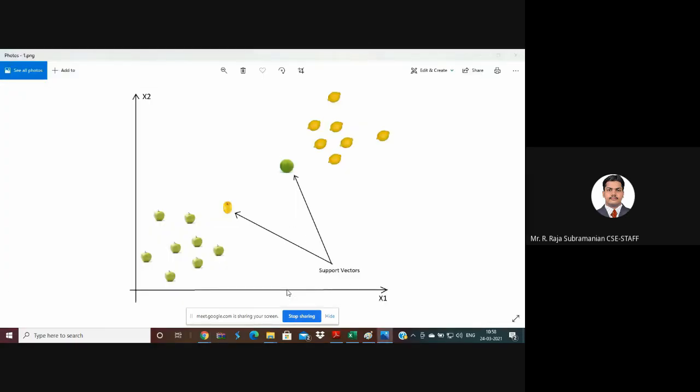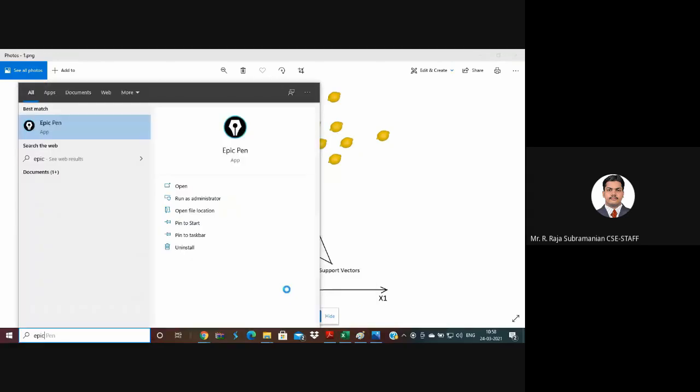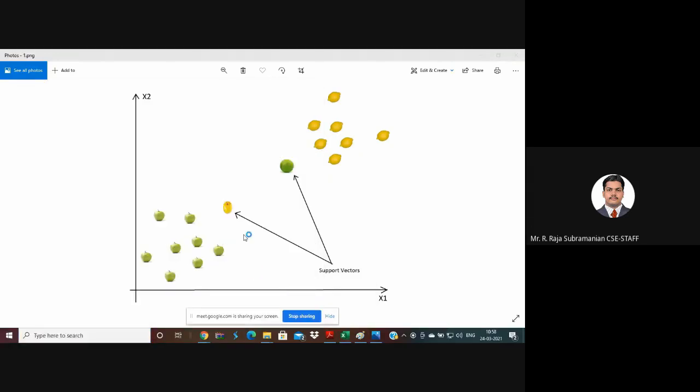So I took this. Let me take my epic pen also, right? Now I have a set of apples here and a set of lemons here, say, right? Now we need to have some discrimination between these two fruits and classify them into two different classes. So that is what our aim is going to be.